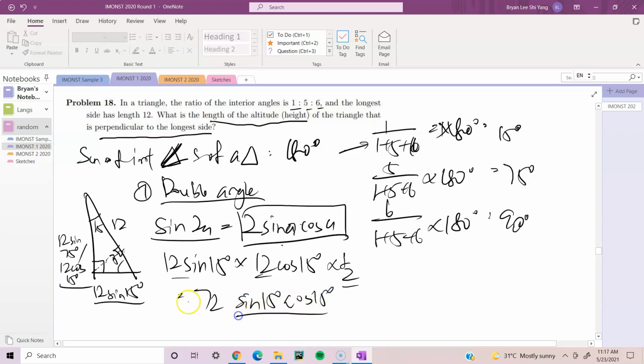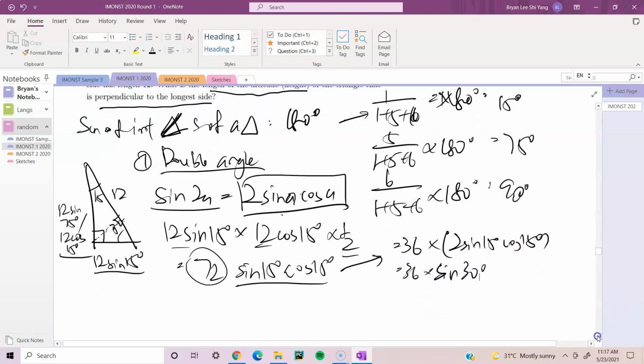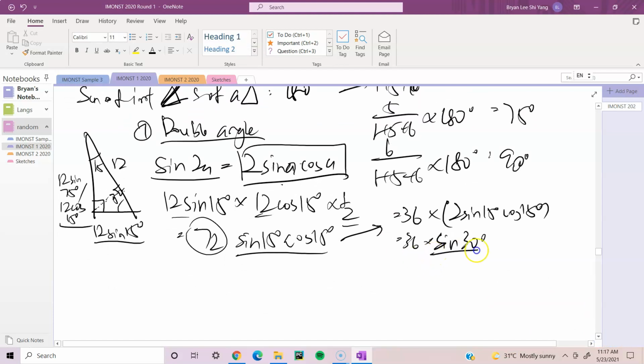Right, now we need to take out a 2 from here, so we will get 36 times 2 sine 15 cos 15, which we can see here is 36 times sine 30, because the angle's value is doubled. Now, since we have 36 times sine 30, and sine 30 is a special angle, we know its value is a half, so we know that this triangle's area is in fact 18.